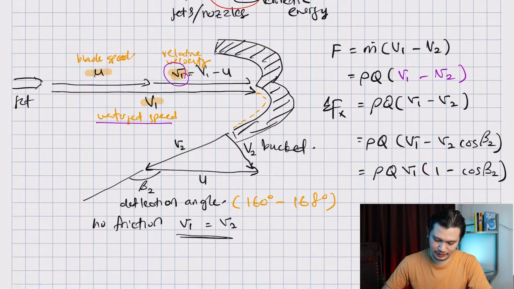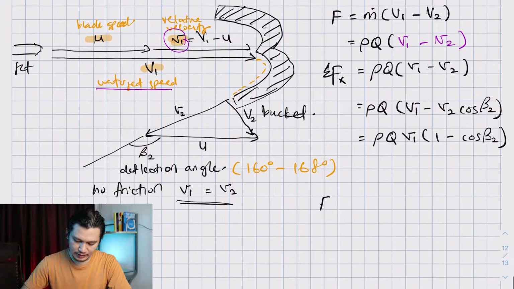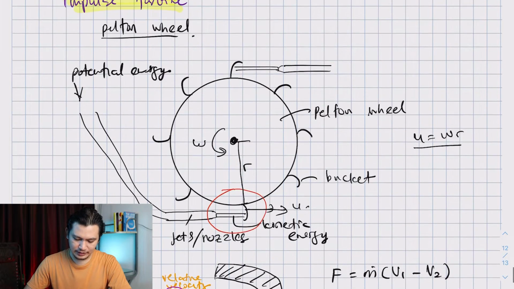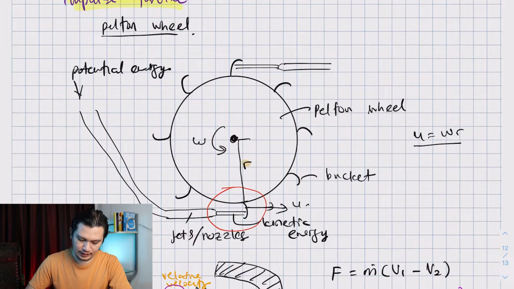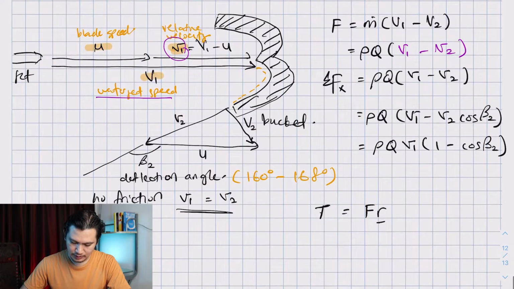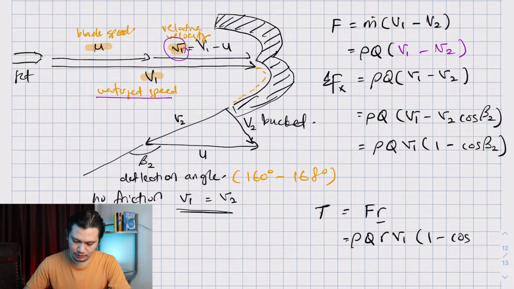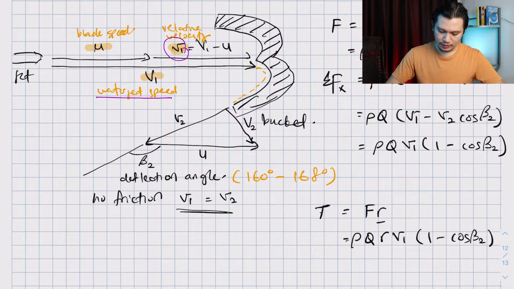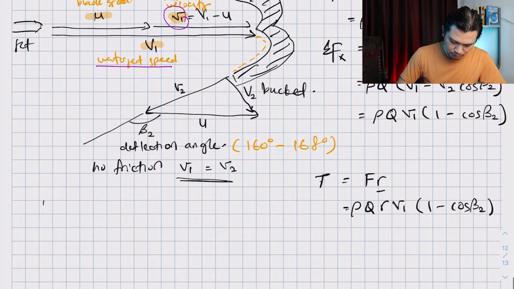Now that you have the force in x direction, how do we convert force into torque? Torque is simply force multiplied by radius. And where is this radius? This radius is here, that is the radius. So what we have now is rho Q R v1 (1 minus cos beta 2). And if I want to write it more clearly here, torque is going to be rho Q R.